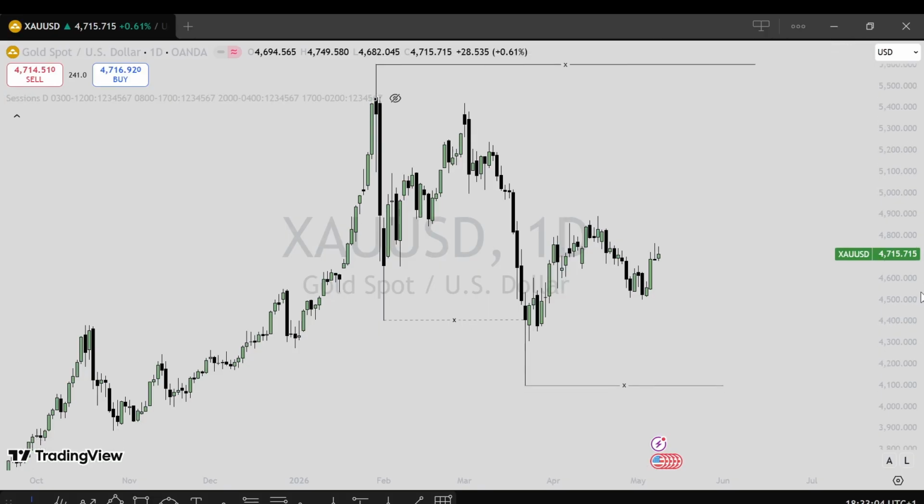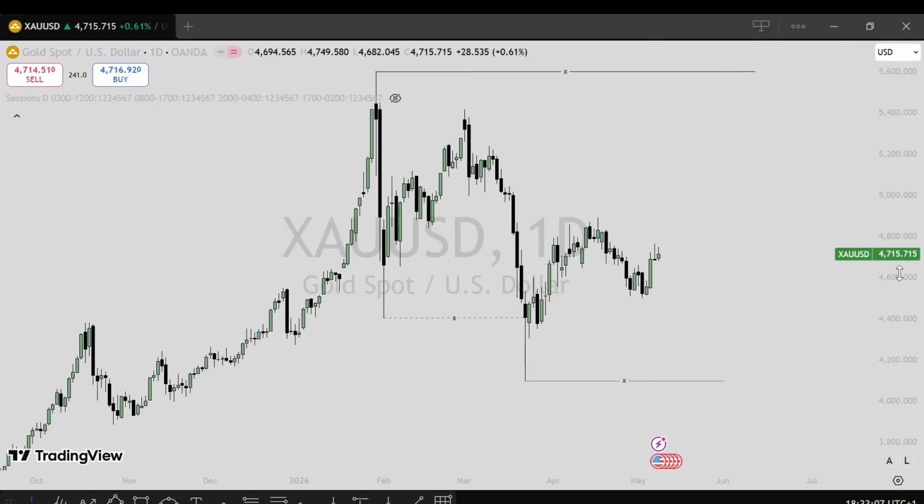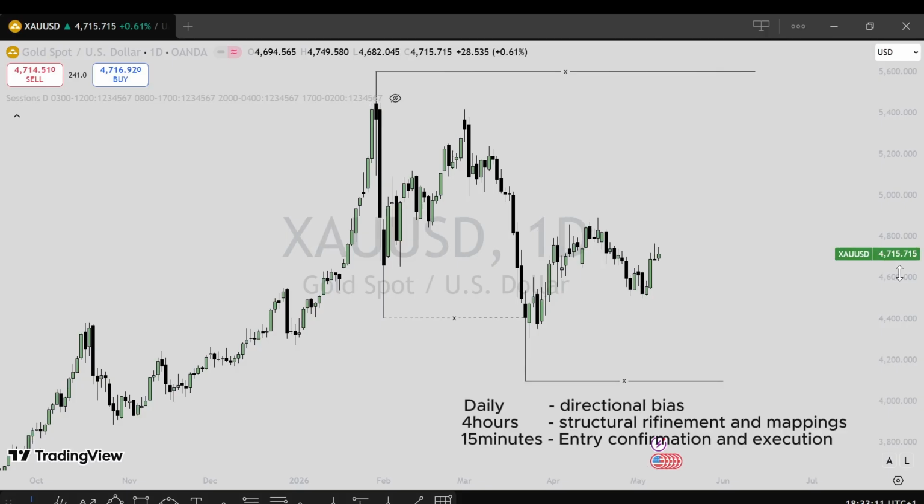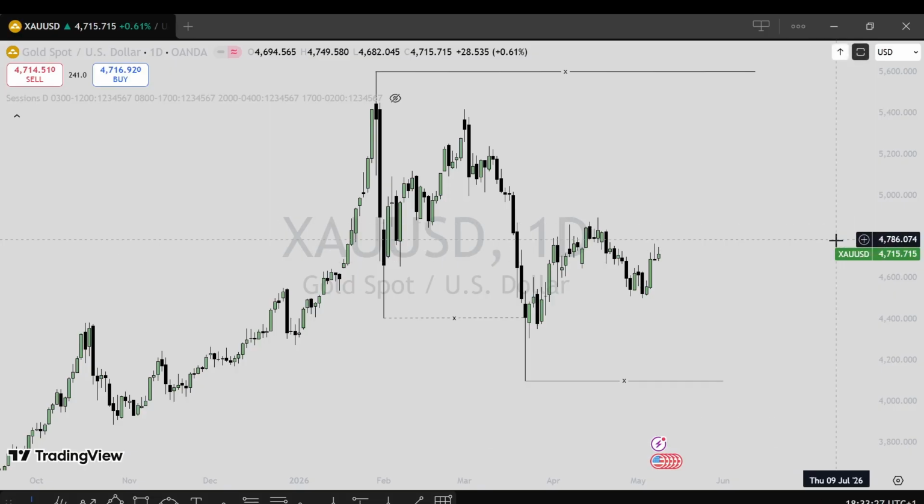Firstly, we have to observe our top-down analysis approach on the chart. So I usually start my analysis from the daily time frame to the 4 hours time frame, then to the 15 minutes time frame. The daily time frame is for my directional bias. The 4 hours time frame is for my structural mappings. Then the 15 minutes time frame is for my execution. That's my entry confirmation as well. Okay, so let's dive in.